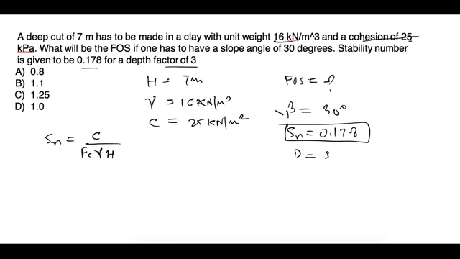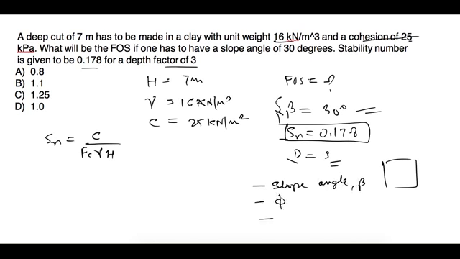Now this beta angle is given and this depth factor is given. So what is to be done with this? So you should know that when we talk about stability number, it is given in a chart. These charts are prepared based upon slope angle and the angle of internal friction, that is phi, and the type of failure, that is whether the failure is base failure or toe failure. So for both of them separate charts are there.